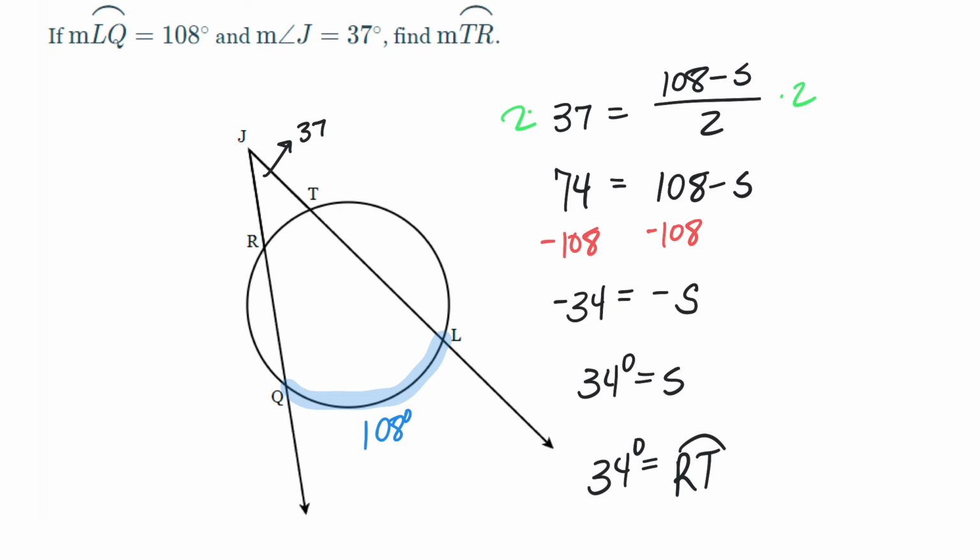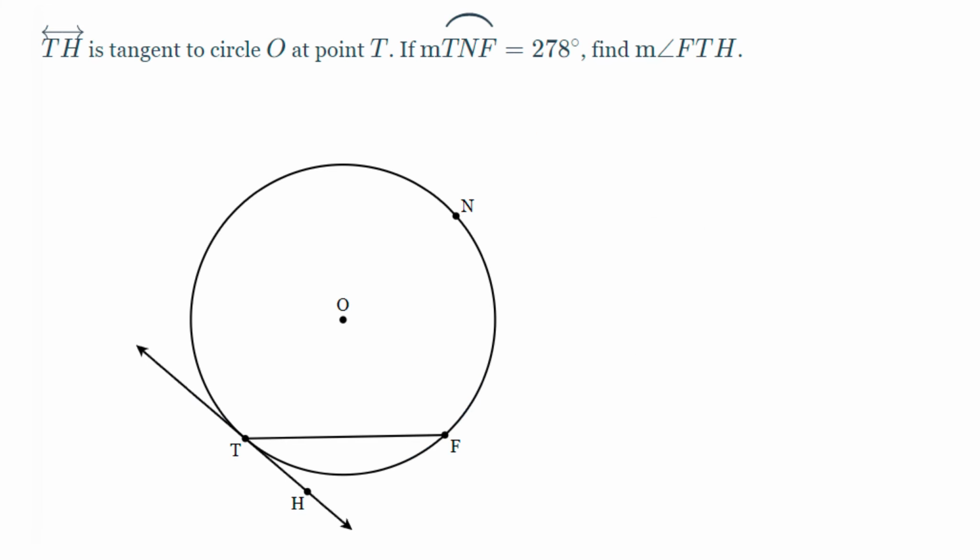Just 2 more examples here. So in this one, we're given the arc of NTF, that major arc that we have right there, T passing by N, going to F, equals 278 degrees. We've got to pay attention here because they're asking me, well, what is the measure of angle F to T to H.